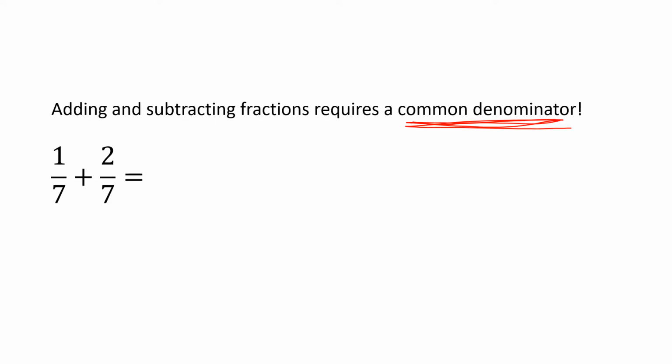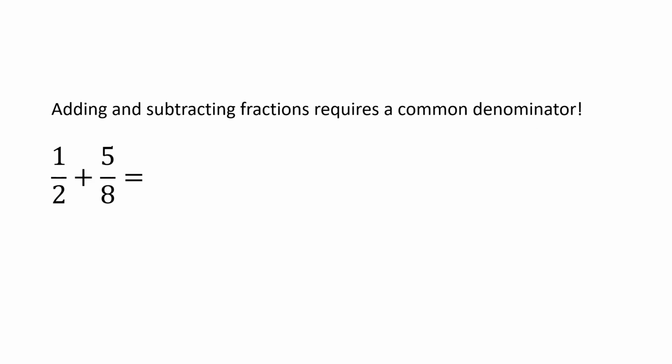So if you take the one that we have here, 1/7 plus 2/7. Well, we already have a common denominator, so we're basically just going to add across the top. 1 plus 2 is 3, and that 7 stays the same. So 1/7 plus 2/7 equals 3/7.